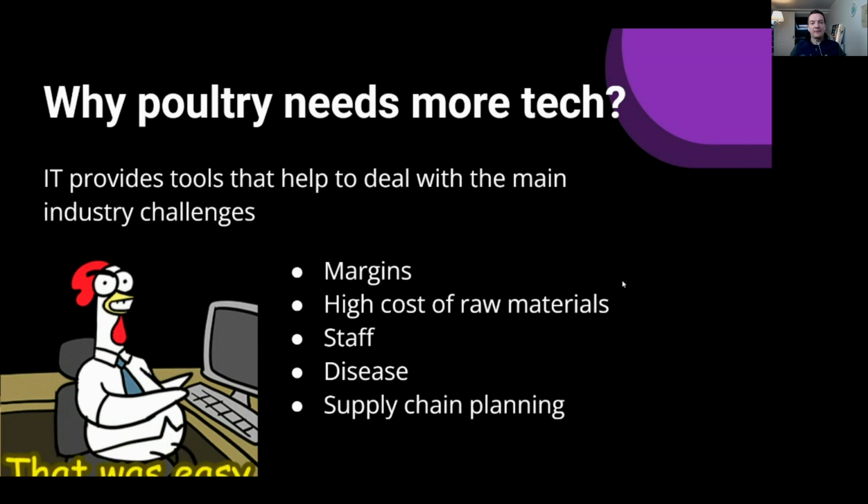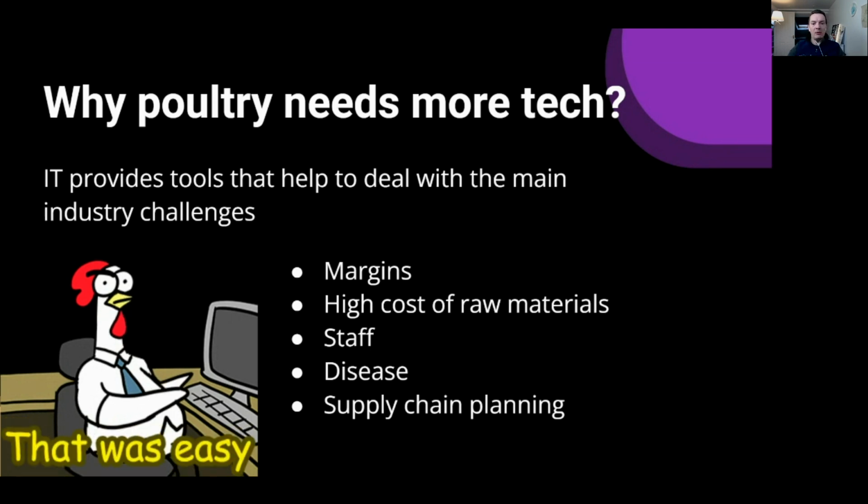Everything affects that. So how does IT really help with all that? Well, IT being a tool, it helps with some of those things. Of course, it cannot solve the cost of production or staffing or disease issues, but being a tool, it can help if you use technology in a smart way.